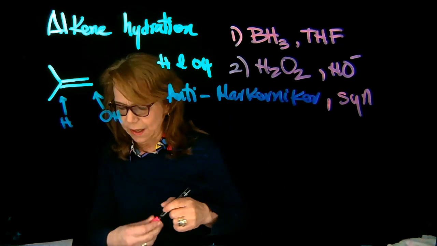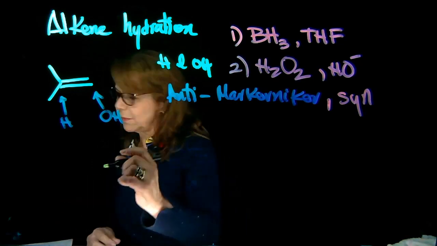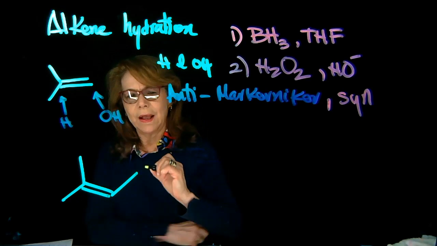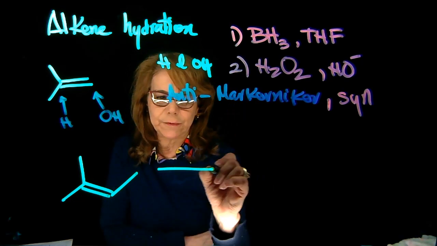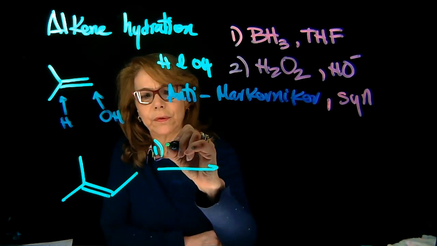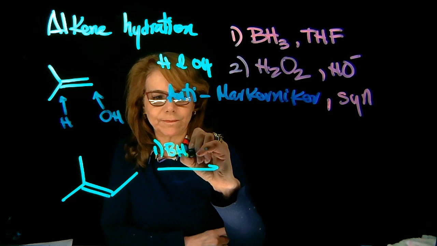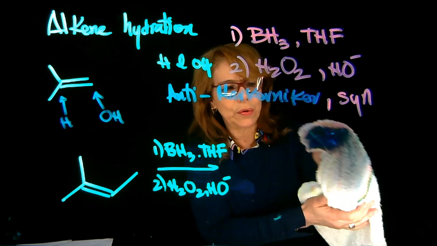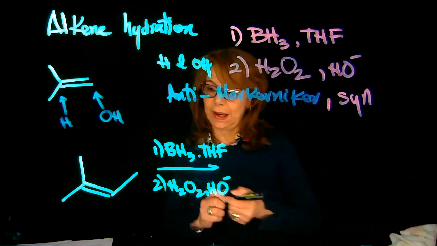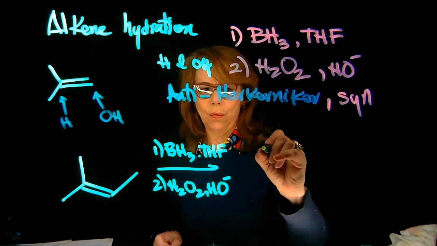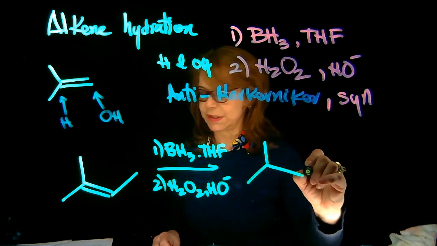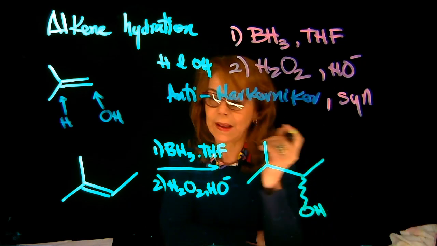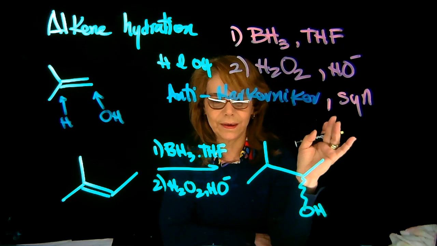So let's do another alkene here, and use that condition again. So we do first borane, THF, second. What is going to happen is that we're going to be adding the OH here. But what is the configuration? Essentially, we'll have this. And the wiggly line means that we're not specifying the configuration here.